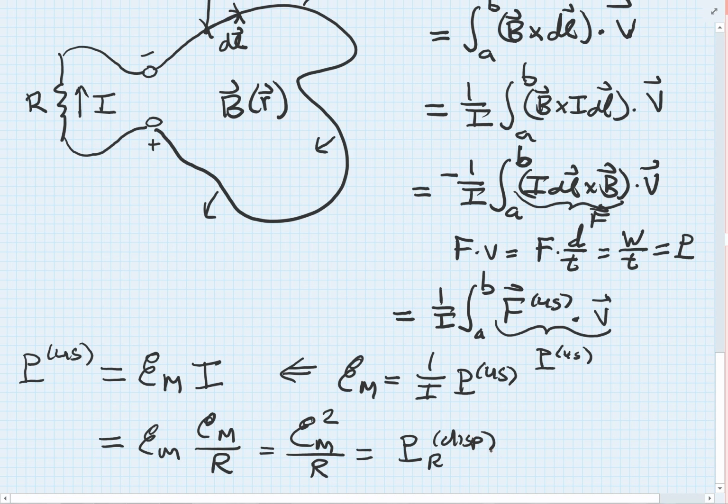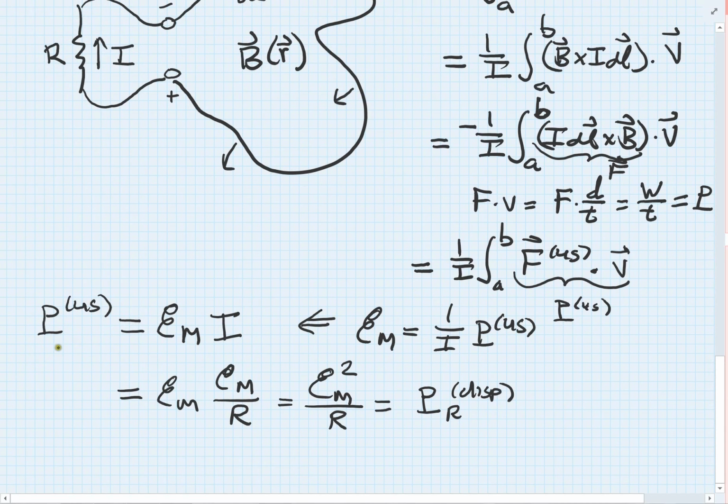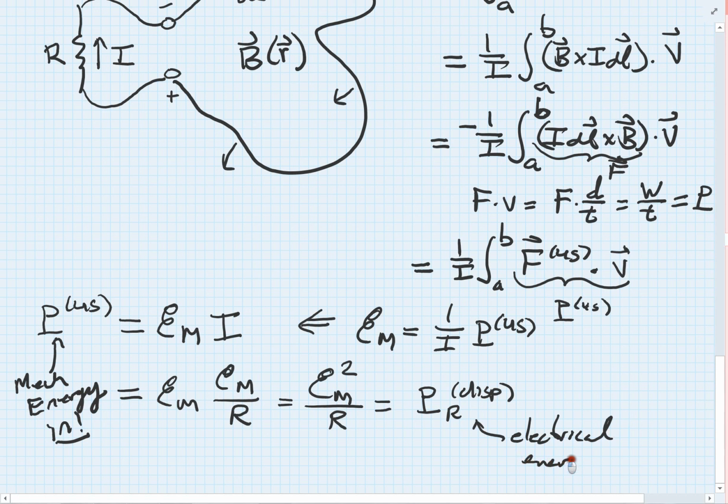So now we see there is this perfect balance of this mechanical energy that we are putting into the system. So that's mechanical energy in. And here we have the electrical energy coming out.